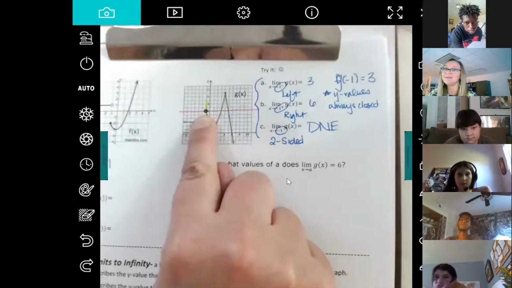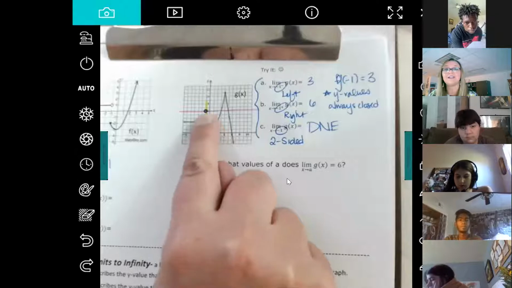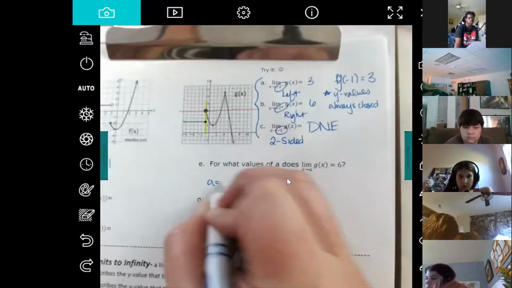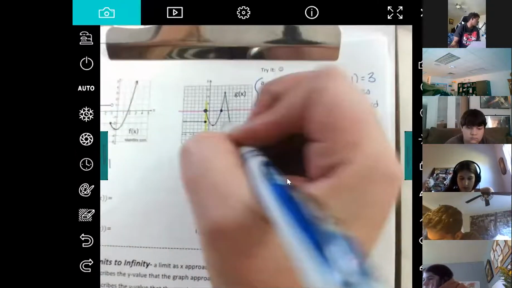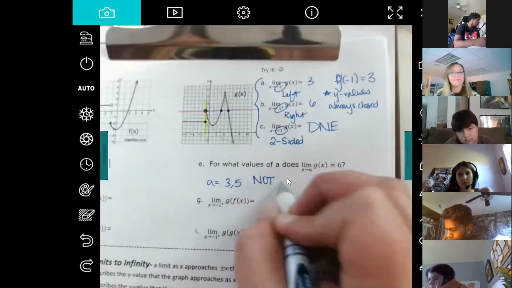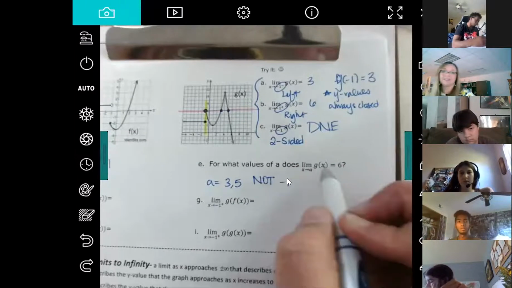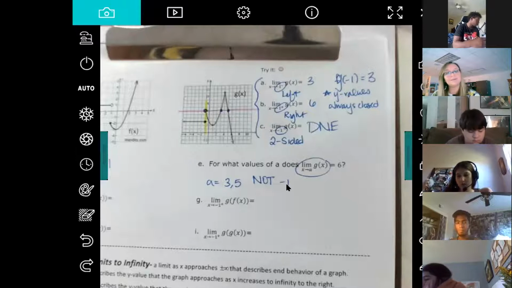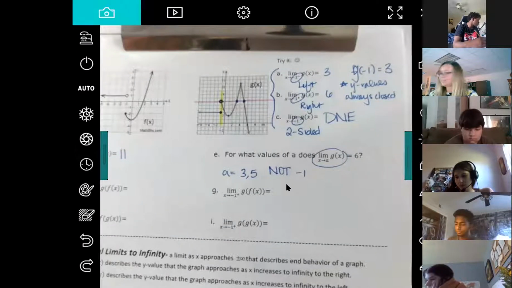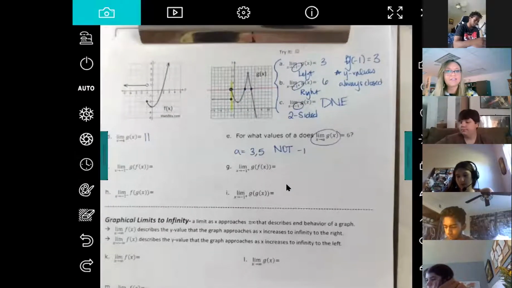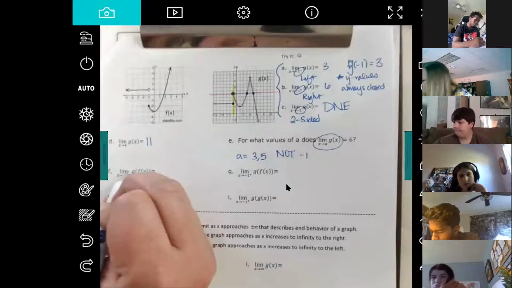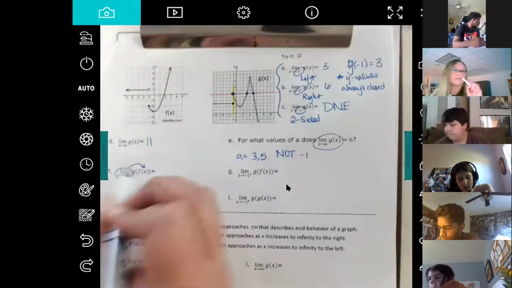What about this one? No. Why not? Because the right side limit is 6, but the left side limit was 3. So for my answer here, I would say A can be 3, or it can be 5, but it cannot be -1. That's because this limit is a two-sided limit as x approaches a, and we already said that the limit as x approaches -1 doesn't exist. All right, next question, please. Let's go with Tyler. We are doing the limit as x approaches -1 from the left side of f.